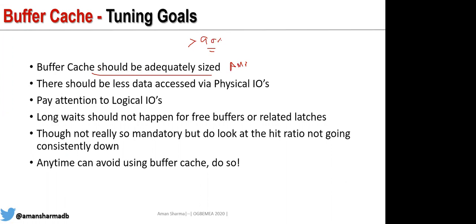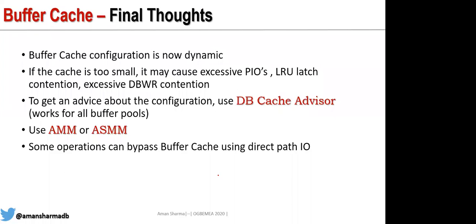AMM should be taking care of it. You should have data accessed by more logical IOs, less physical IOs. Obviously, logical IOs are going to be bad in themselves because they put more contention on the latches. You should not have any waits on the system. And obviously, if you're able to bypass the buffer cache with direct path reads, which is what Exadata Smart Scan and other such things are able to do, that is going to be better. Most of this stuff is now done automatically.